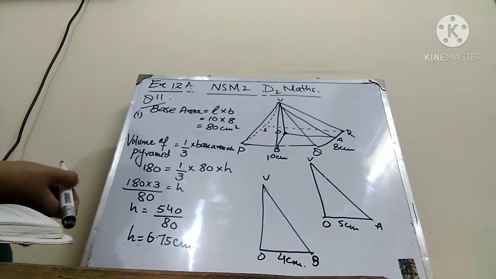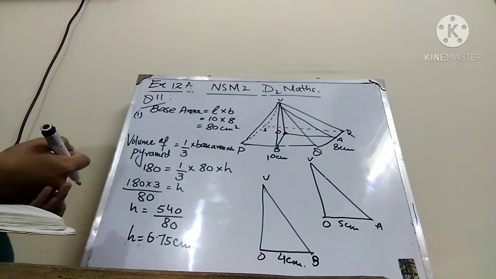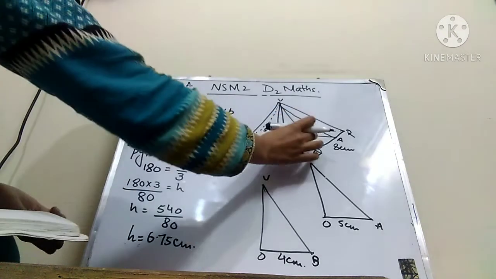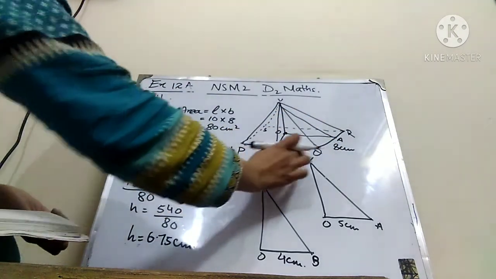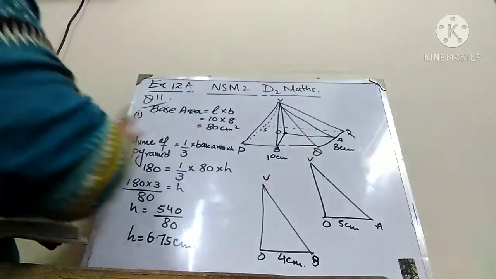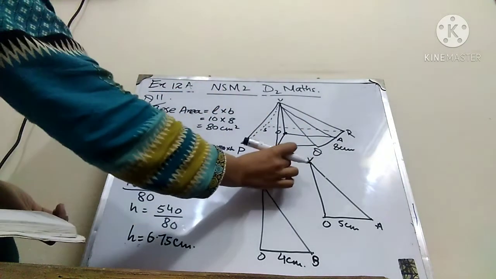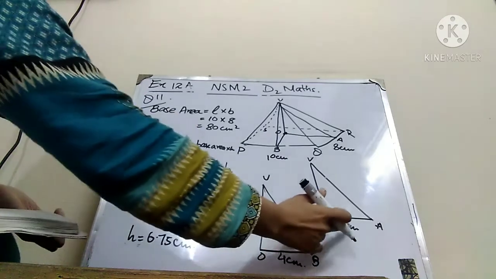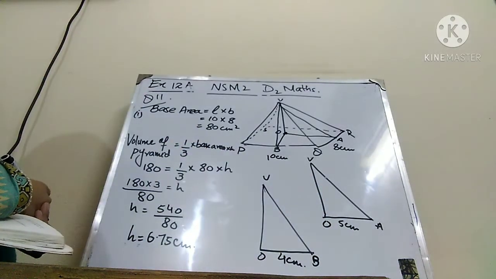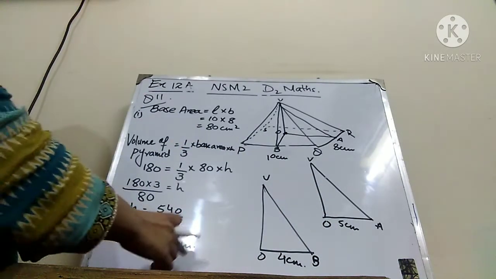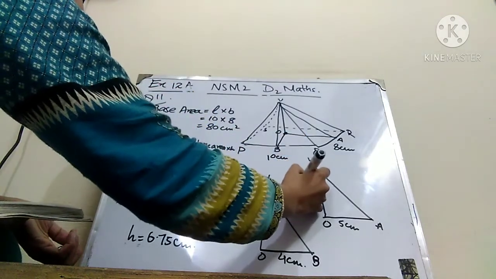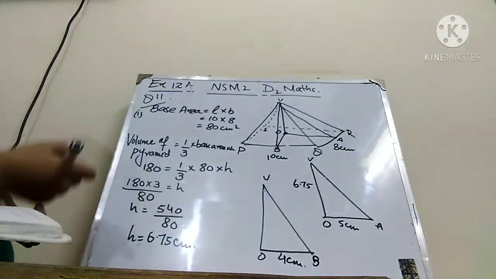So students, here you can see that this is OA. The full length from P to Q is 10. So O is the half of this length. So the full length is 10, so the half of this length is 5. So you write down 5 centimeter over here. Okay, we have found the height, which is 6.75 centimeters. So I will write down the height over here, which is 6.75.